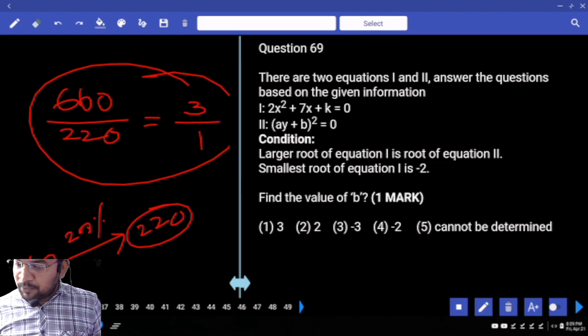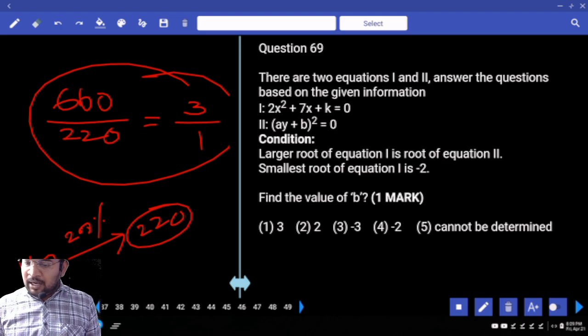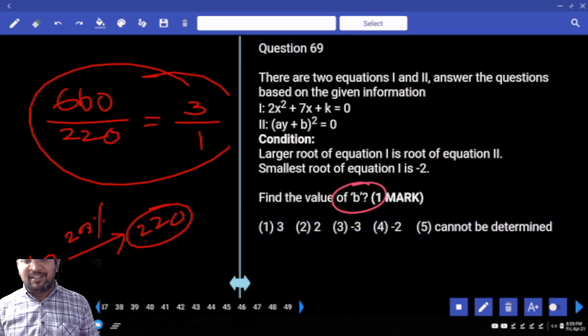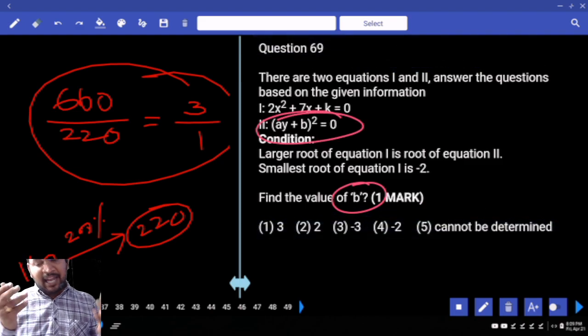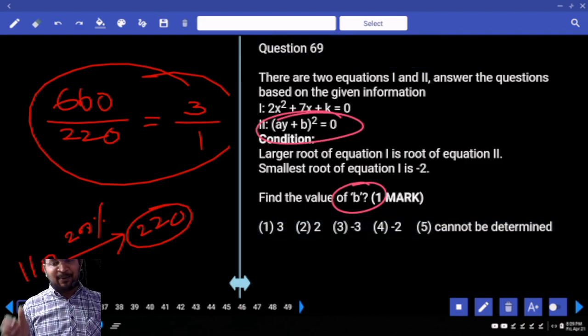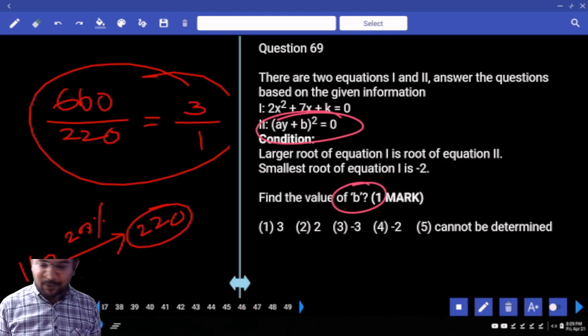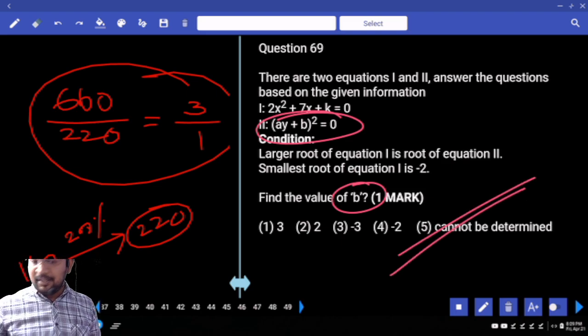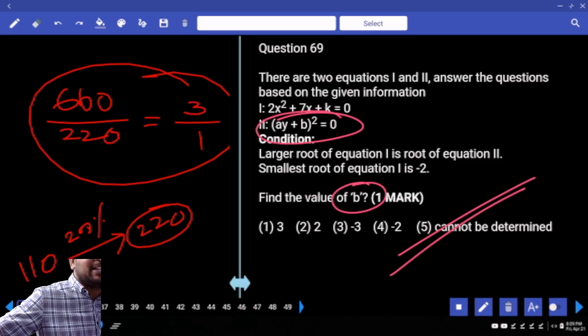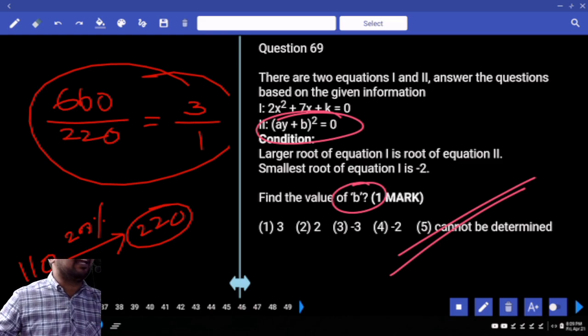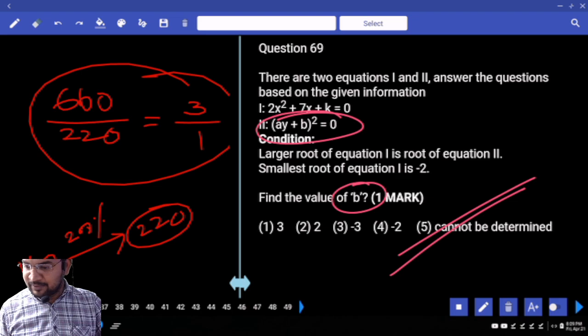The larger root of equation 1 is a root of equation 2. They're asking about b. Here a is an unknown variable, b is an unknown variable, y is also an unknown variable. Is it possible to find out? No. Because these are unknown variables only, there is no numerical value. All of it clear? So the answer cannot be determined.